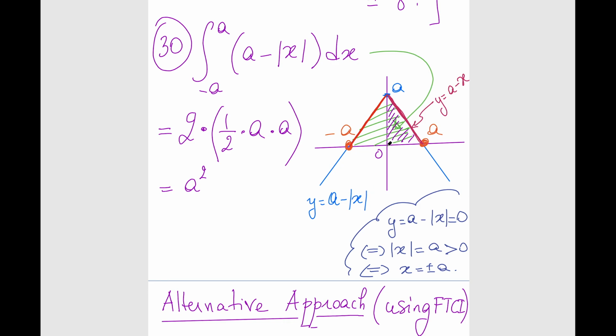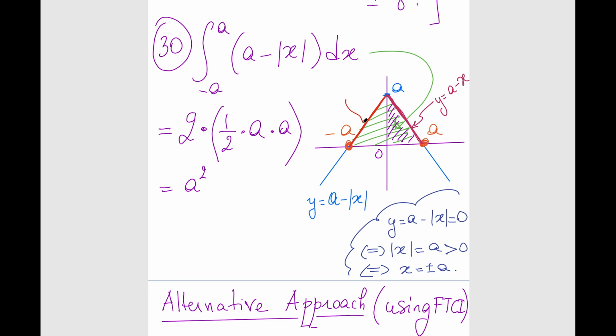And here on this part of the graph, x is non-negative because it's on the positive side of the x-axis. So the absolute value of x is x. Now how about this? Here x is non-positive, it's on this side of the x-axis, so the absolute value of x is negative x.